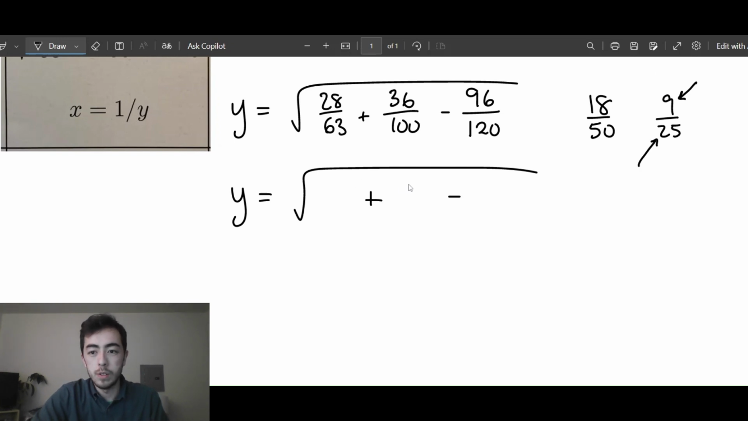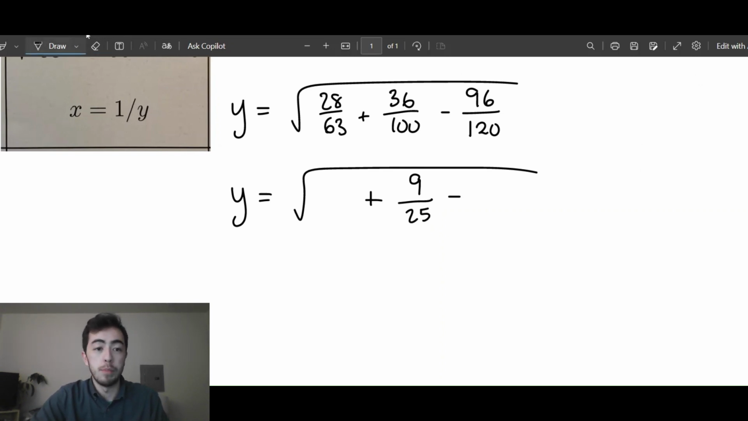So I know I can reduce this fraction to 9/25ths, and that's as far as it goes. For the one on the right, I'll play the same game. I do know that 96 divided by 4 is 24, and dividing the bottom by 4, I get 30. So I can go, wow, this one reduces really far.